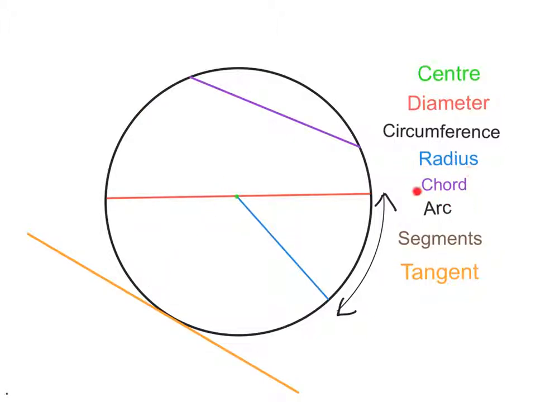A chord. This is a line that joins through the inside of the circle from one part to another. Remember that the diameter is a special type of chord. There's the arc. Here we go. That's a described part of the circumference. There are segments. This is what we get when we use a chord to split a circle. Here's a minor segment because it's smaller, and a major segment, all of this stuff here, is the larger part.